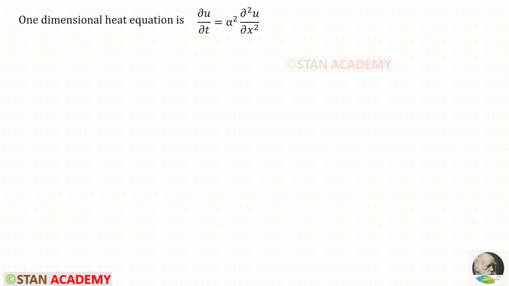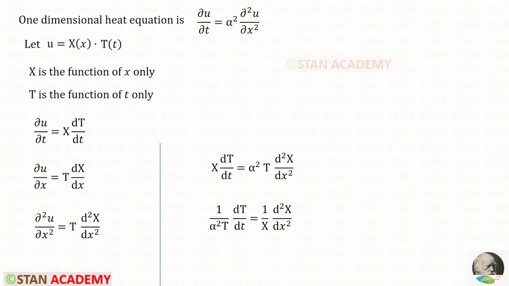Hello everyone. Today we are going to see the various possible solutions of the one-dimensional heat equation. We know that this is the one-dimensional heat equation. Let us take u = X·T. We know that u is the temperature distribution over time and space. In this, X is a function of x only and T is a function of t only.